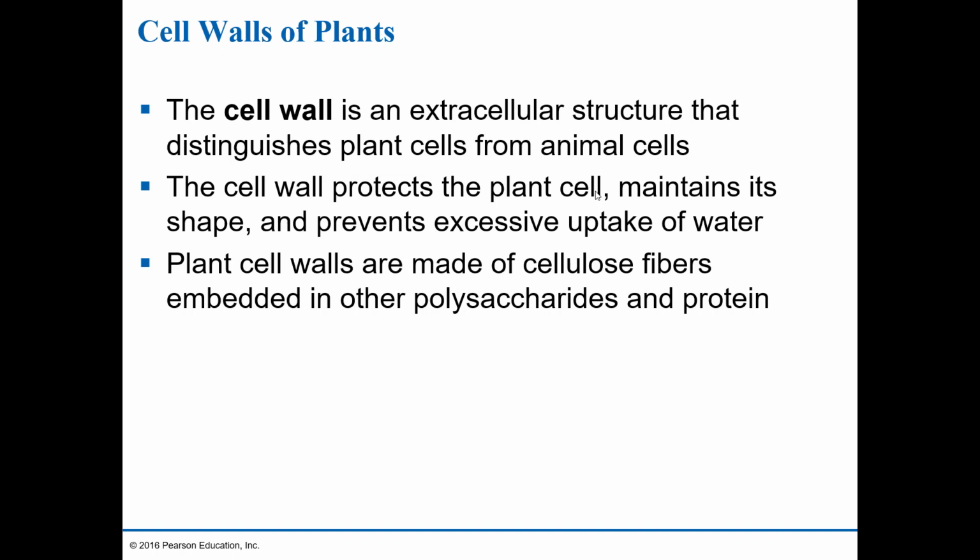So the cell wall is an extracellular structure that distinguishes plant cells from animal cells, only found in plant cells. It's that rigid part of the cell that maintains its shape. It also keeps it from taking up way too much water so it doesn't bust. Think about when it rained and rained and rained, and the ground is completely saturated and things are flooding. How come the plants don't just explode? Well, the cell wall prevents that.